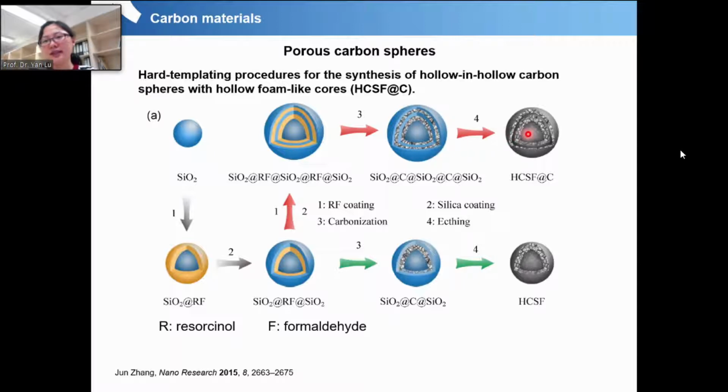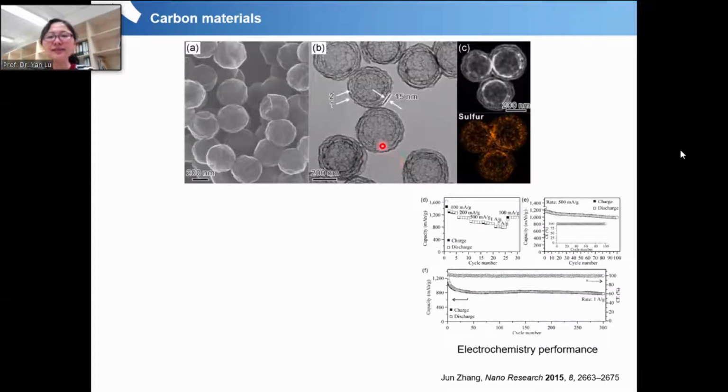Then in the end, they do the etching process to remove the silica and to produce such hollow-in-hollow carbon spheres. You can also see these particles clearly from the transmission electron microscopy. From SEM, you actually don't get much information from the image. You can see only a sphere particle.